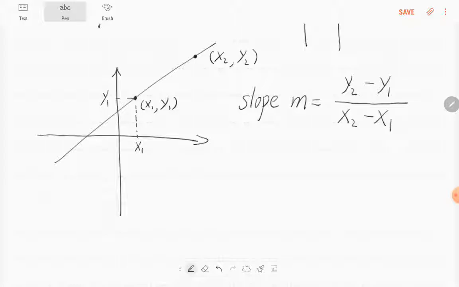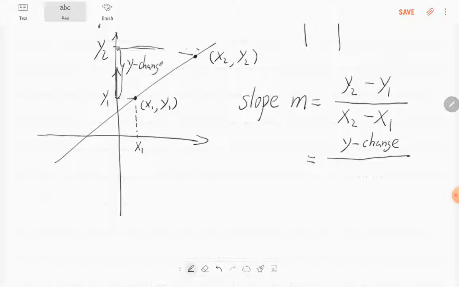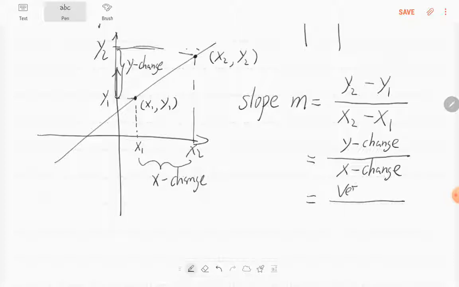Okay, so y2 minus y1 is actually the y change, right? So this part is the y change. And x2 minus x1 is the x change, right? This is called the x change. So actually it's equal to y change over x change, or sometimes we call it the vertical change over horizontal change.